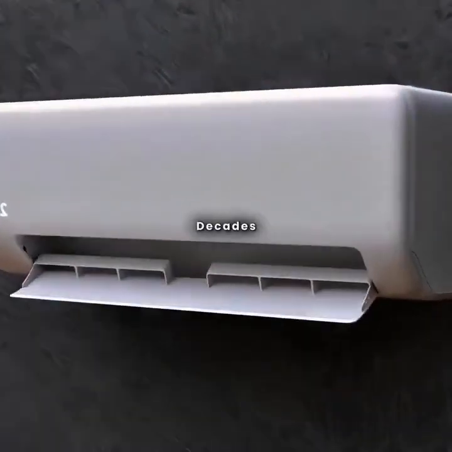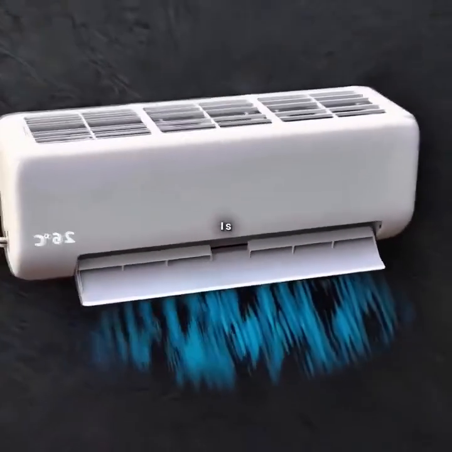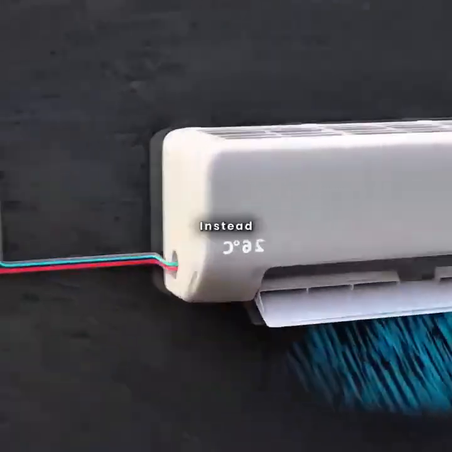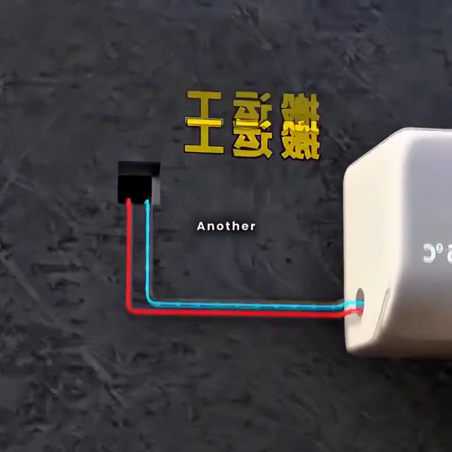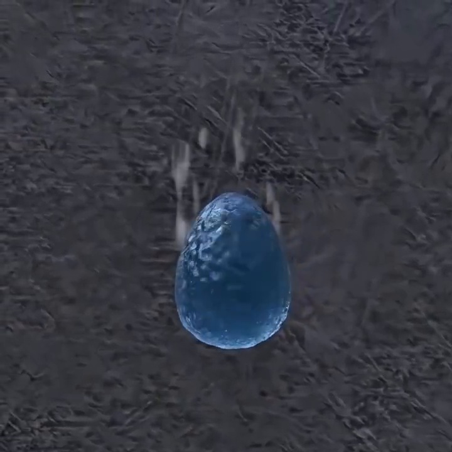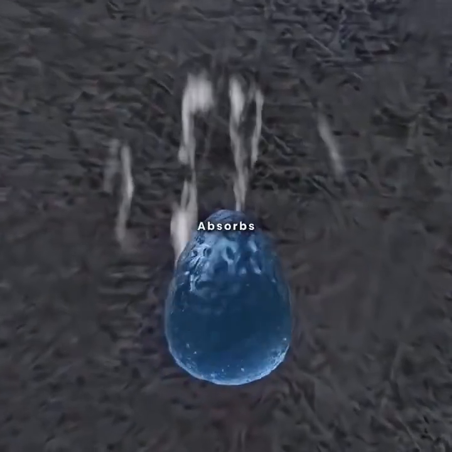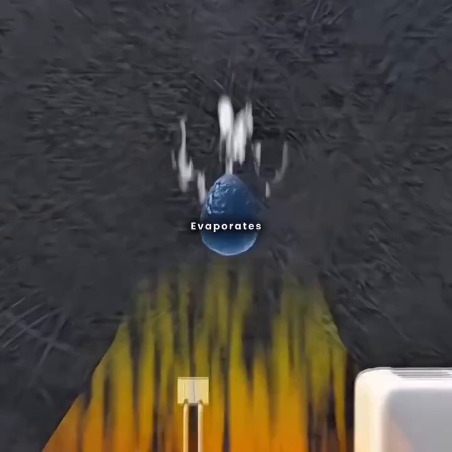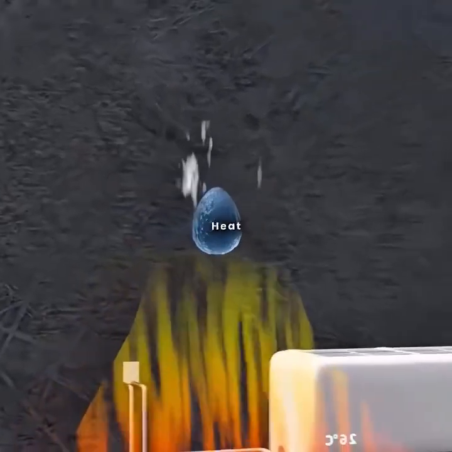You've probably spent decades using air conditioners, but the truth is, they don't actually create cold air. Instead, they simply move heat from one place to another. The secret lies in a substance called refrigerant. At normal atmospheric pressure, it boils at temperatures well below 0 degrees Celsius. As it evaporates, it absorbs a tremendous amount of heat. So, when it evaporates inside the room, it rapidly removes heat from the indoor air.